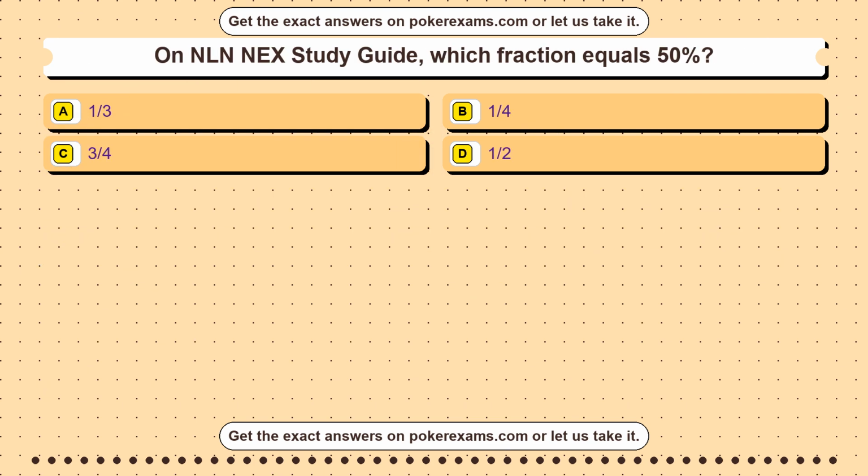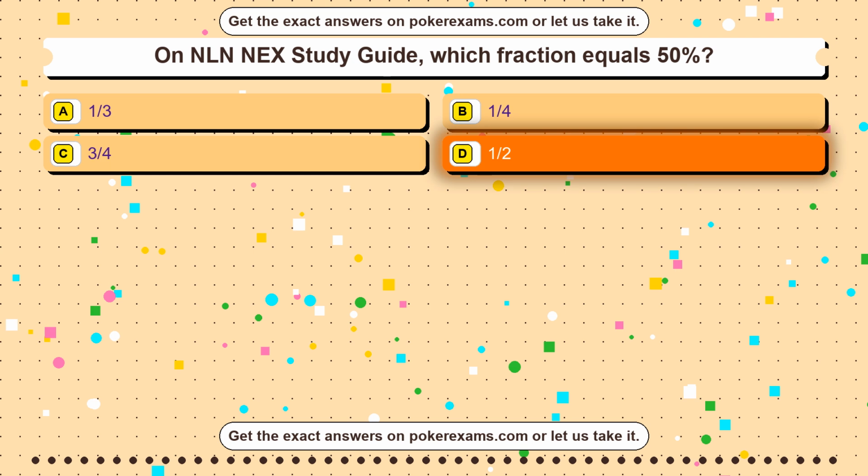Question 34. On GED scientific method practice, which slope is shown by rise 6 and run 3? Option A 3. Option B 6. Option C 9. Option D 2.